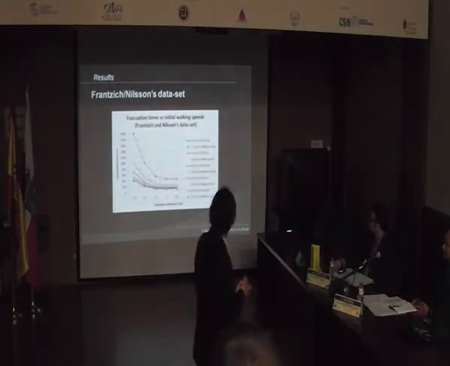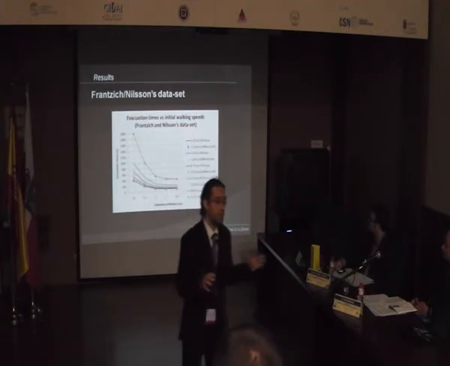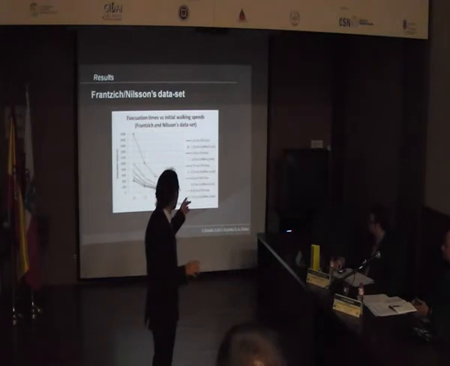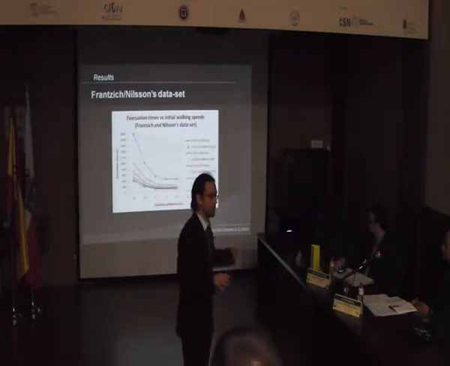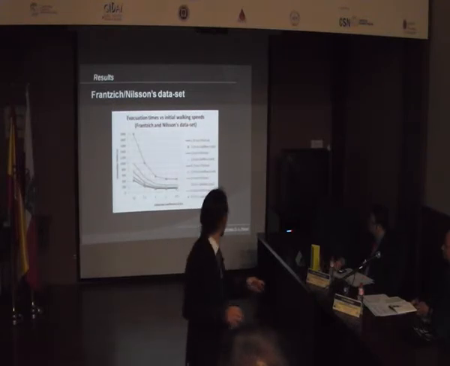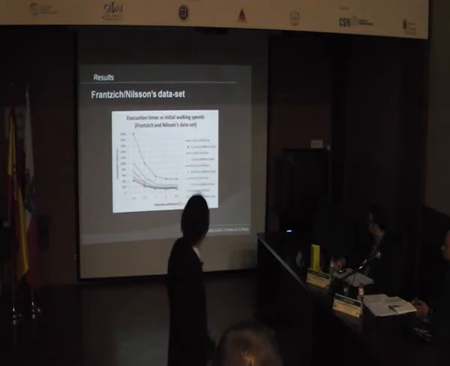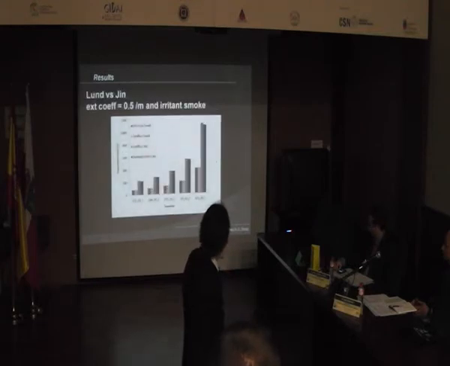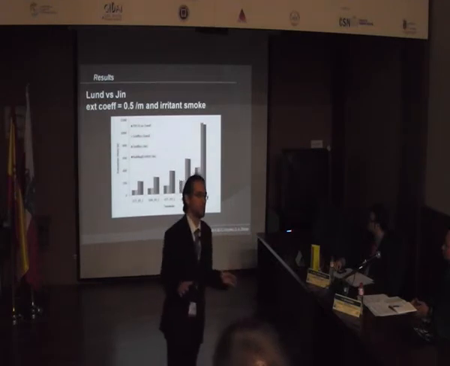And here we have the results. So we saw that when we use the same data set, in this case the Frantzich and Nilsson data set, we get exactly the same results. Here we are comparing FDS+Evac and Gridflow using the same data set, for one of the scenarios, and for different extinction coefficients and different initial walking speeds. And when we were using two different data sets, we were getting completely different results.